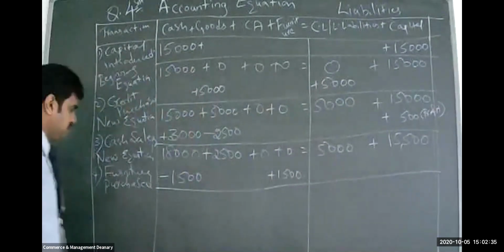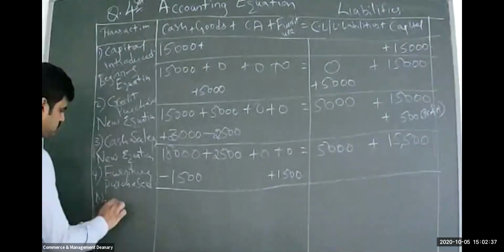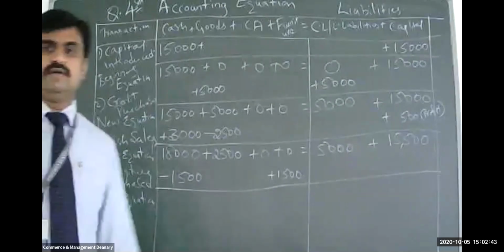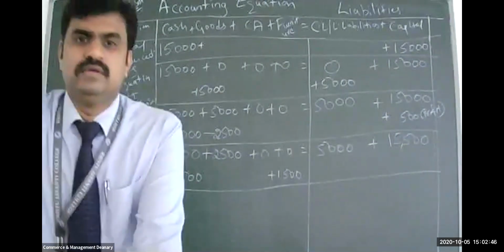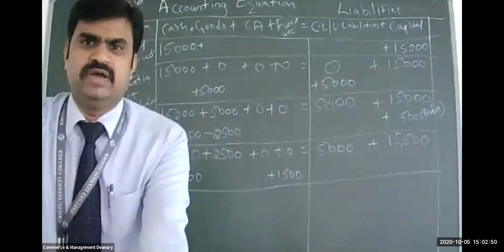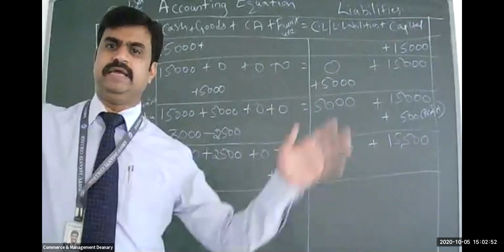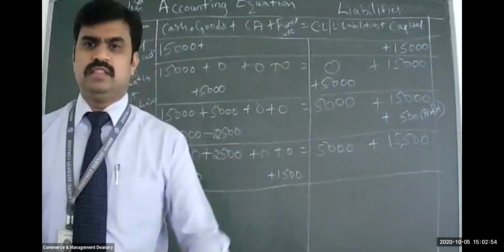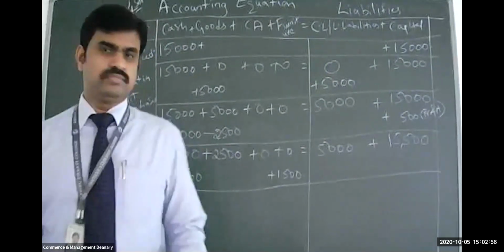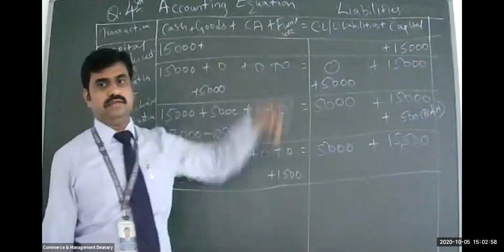Any doubt, students? Sir, can I know why you wrote it under fixed assets and not current assets? Because furniture is a fixed asset. It will not be consumed in one year. It will be used in the company for many years, maybe 10 or 20 years. That is why it is called a fixed asset.